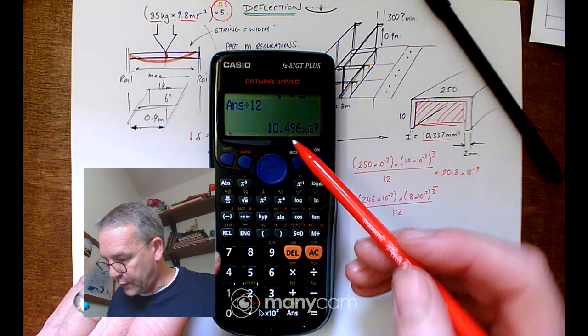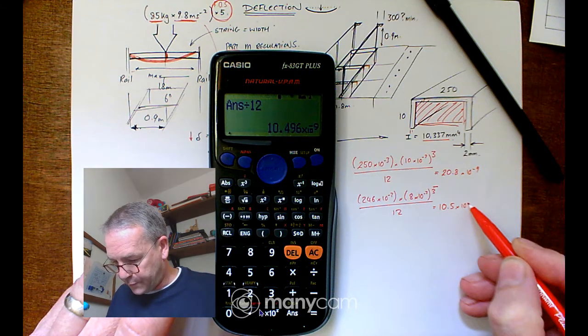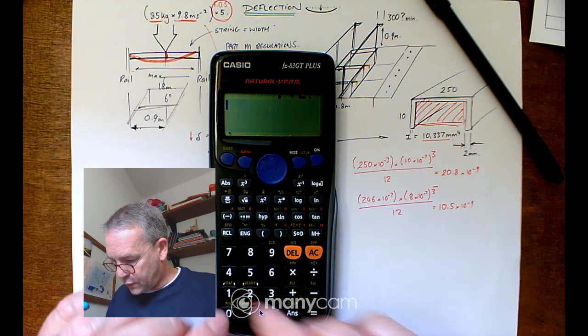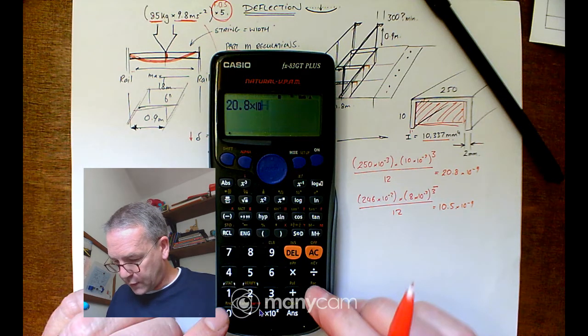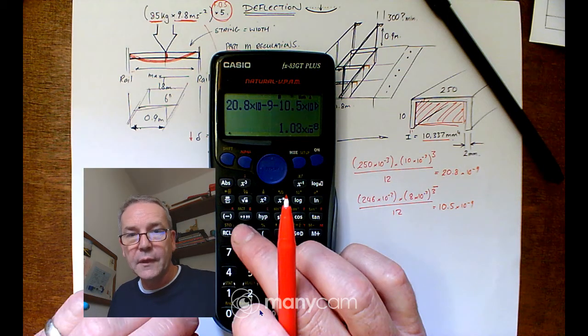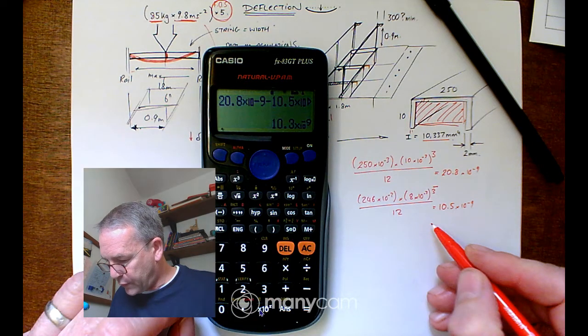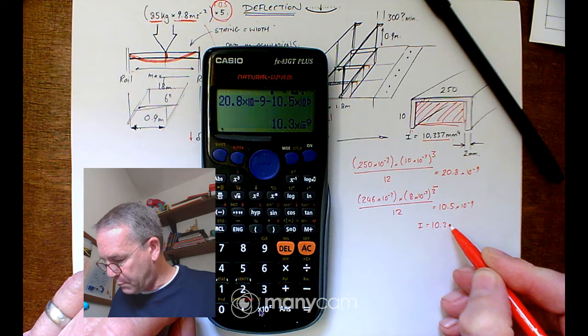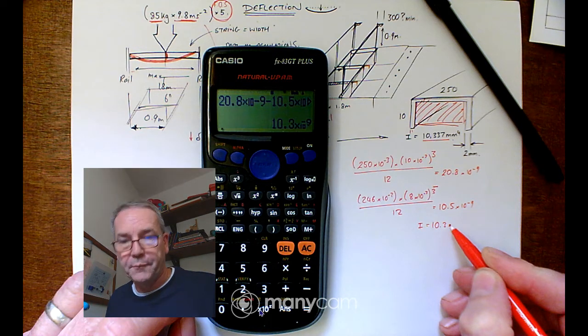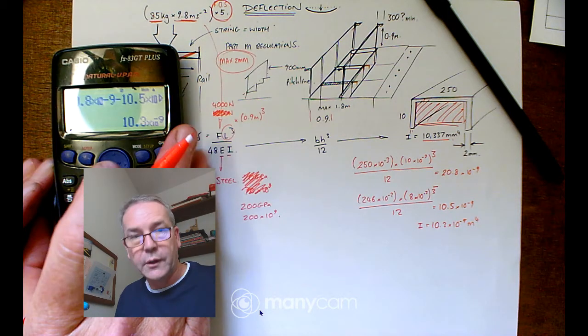So 10.5 times 10 to the minus 9. So we then have 20.8, 10 to the minus 9, take away 10.5, 10 to the minus 9 equals, again, engineering notation. So we're looking at inertia of 10.3 times 10 to the minus 9 meters to the fourth. So that's the inertia I'm going to be using in this equation.